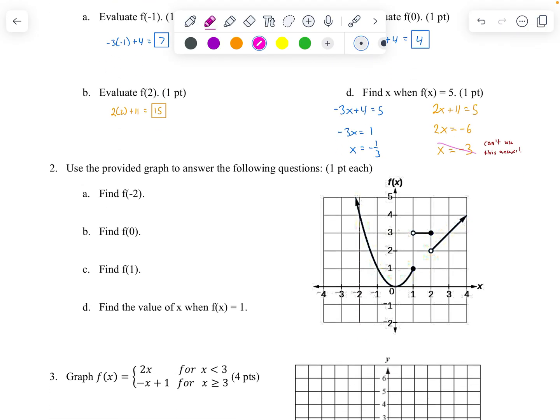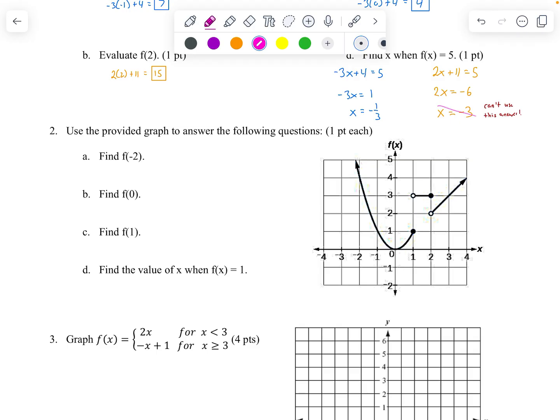All right, number 2, we're just using a graph to answer the same types of questions as up here. F of -2 is when x is -2, so come over to x is -2 right here, find the y value, and you get 4. F of 0 is the y value when x is 0, and you get 0. And f of 1, so this is where there's a hole right here, and a filled-in point right there. Use the value at the one that's filled in, so f of 1 is 1.